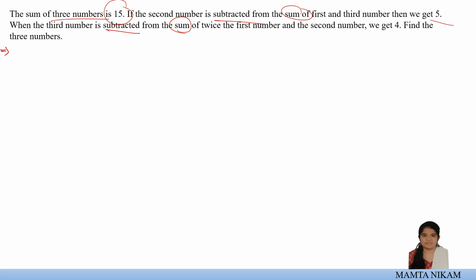Such is the question. So let us consider the three numbers. Let x, y, z be any three numbers.